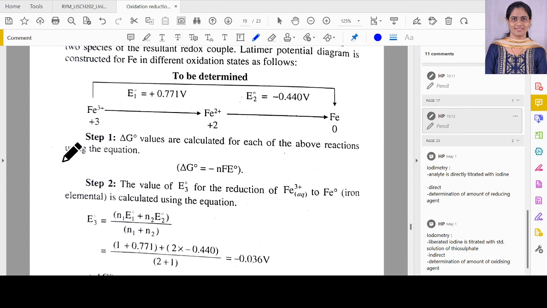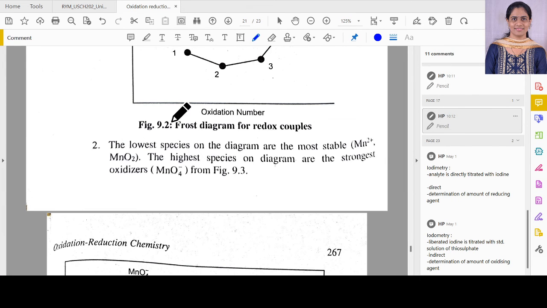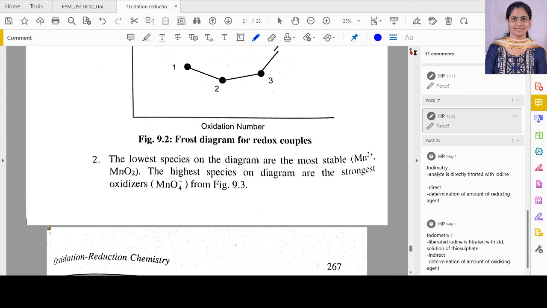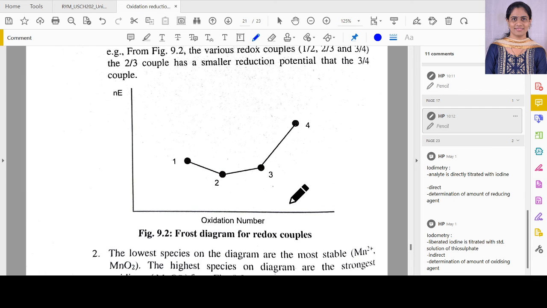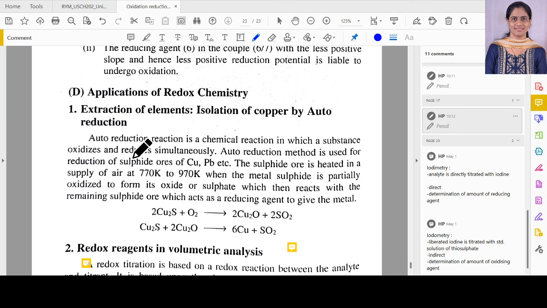So this is how the Latimer diagram can be shown, and Frost diagram is a graphical representation. So this is one graphical representation of a Frost diagram. Gibbs free energy is shown on the y-axis and oxidation number is shown on the x-axis. So this kind of representation is a Frost diagram. So this we have seen.